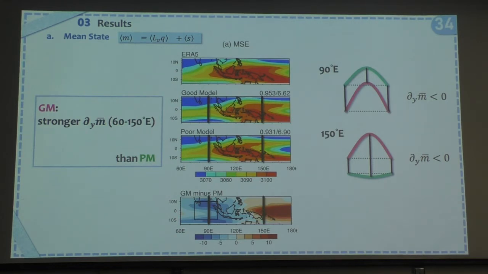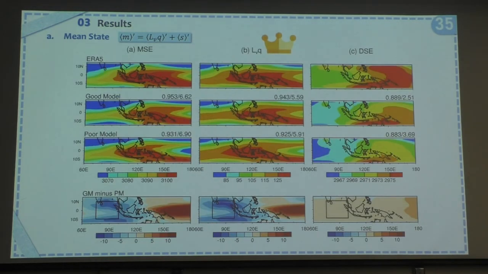Okay. We'll focus on the zonal direction. The good model has less MSE than the poor model in the Indian Ocean region, but more MSE in the Western Pacific region. So based on this slope, we know the zonal gradient is stronger in the good model than the poor model. Then we focus on whether these differences are dominated by the moisture. You can see the pattern shows the moisture and the dry static energy. The pattern of the moisture is similar to the MSE. And the dry static energy is close to homogeneous due to the WTG.